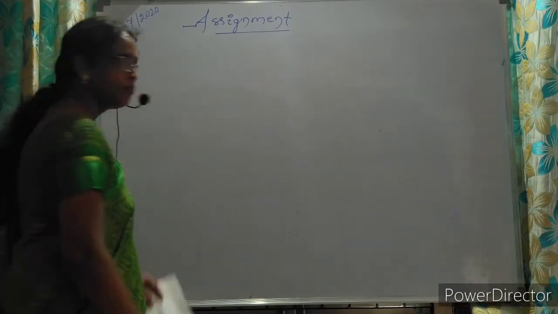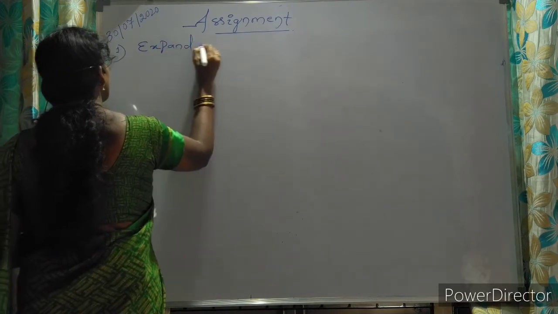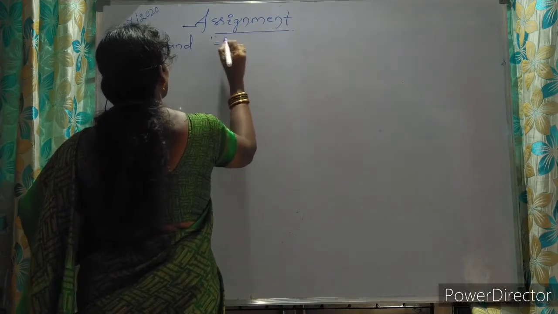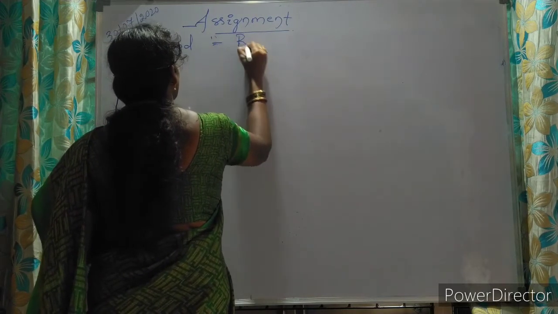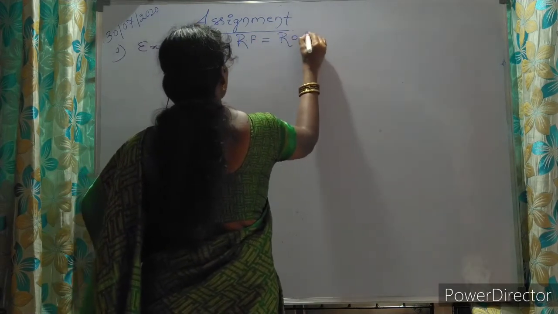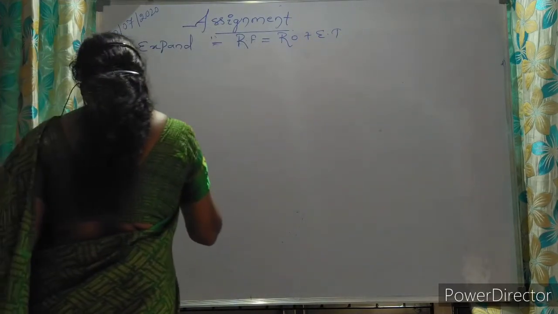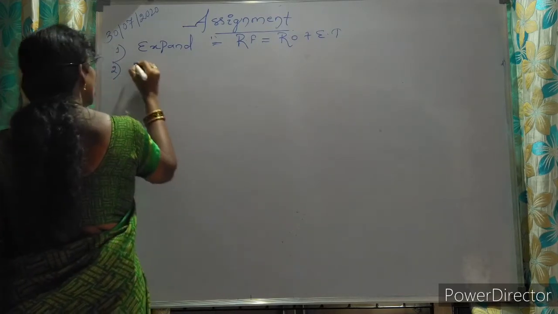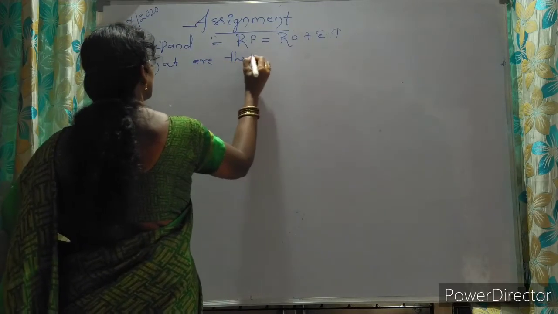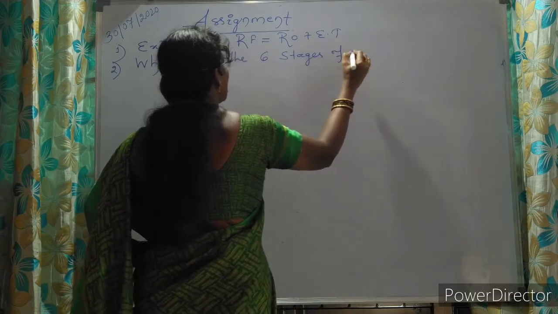Note down the first question. Expand RF is equal to RO plus ET. Question number 2. What are the 6 stages of the water cycle?